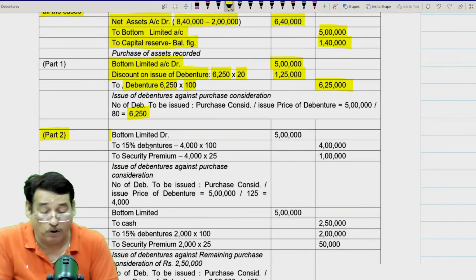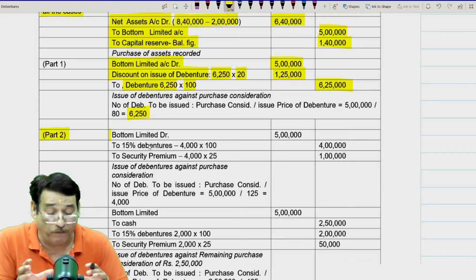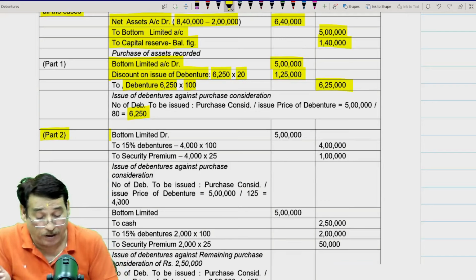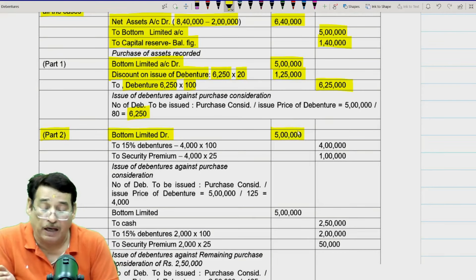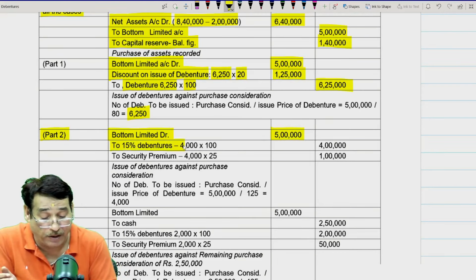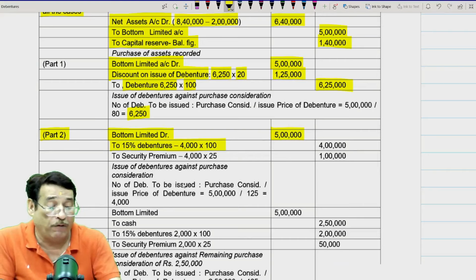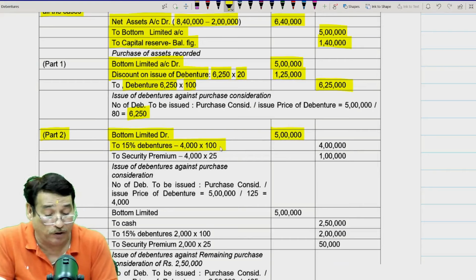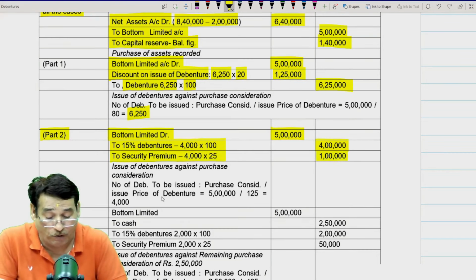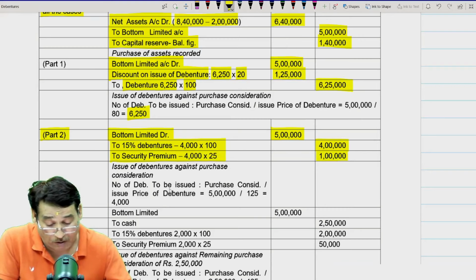In case of part 2, when I make the payment by issuing the debentures at 25% premium: Bottom Limited account debit 5 lakh. First of all, I am going to write that, then to 15% debentures, because we have already computed that we have to issue 4,000 debentures, 4,000 into 100, 4 lakh, and then to security premium, 4,000 into 25, that is equal to 1 lakh, and I have done the working here also.